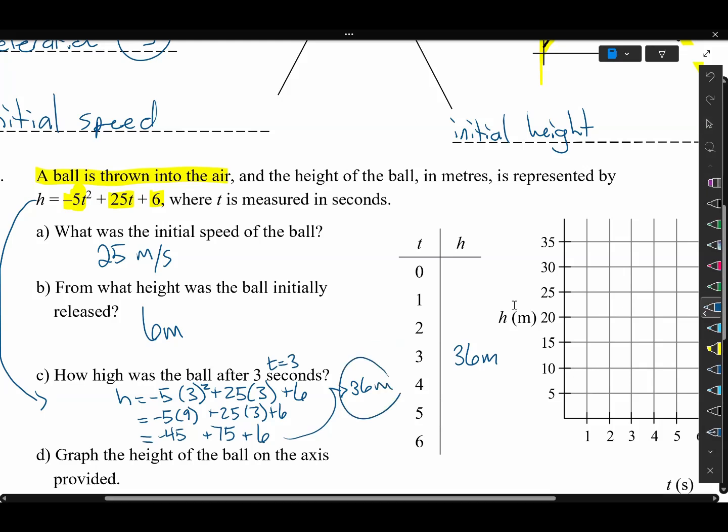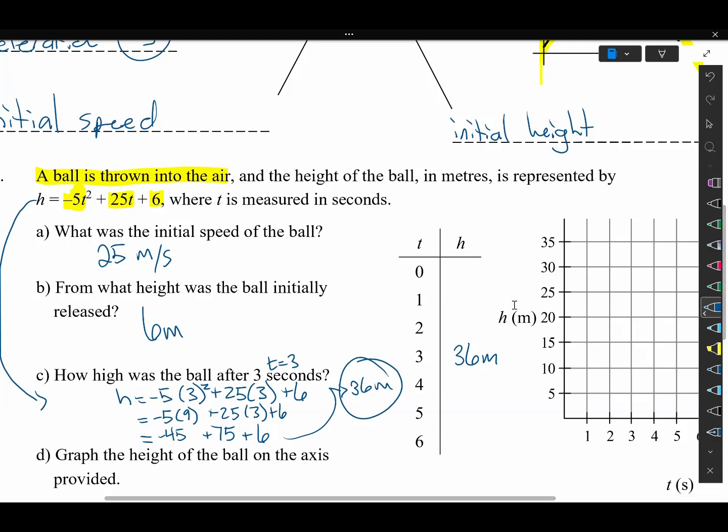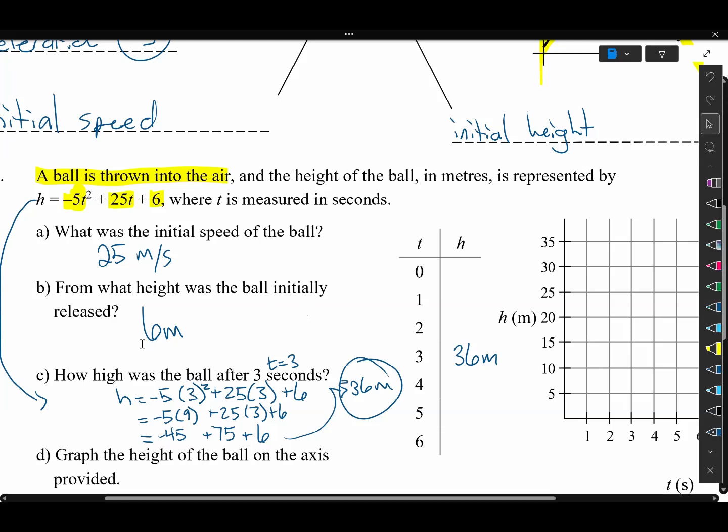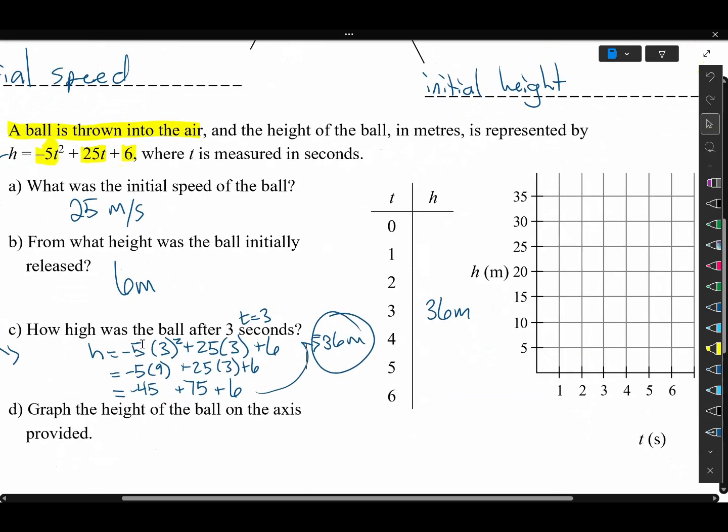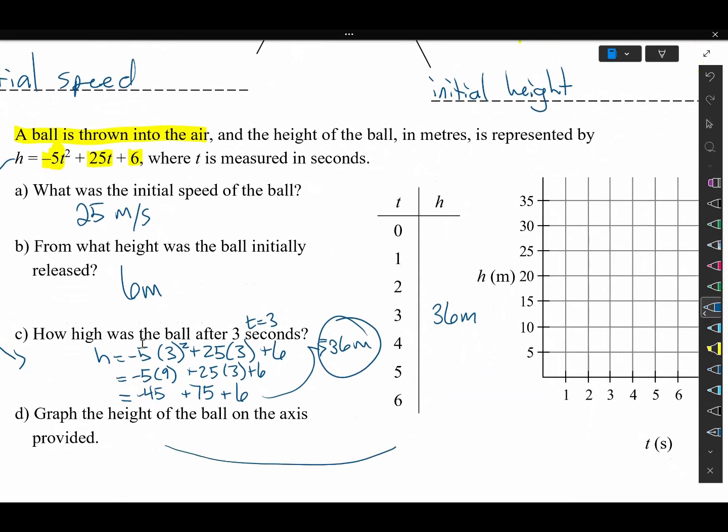And I can put this down maybe in a little bit of a circle here to emphasize, is my final answer. How high was the ball after 3 seconds? It was 36 meters high. And then we can graph the height of the ball on the axis.